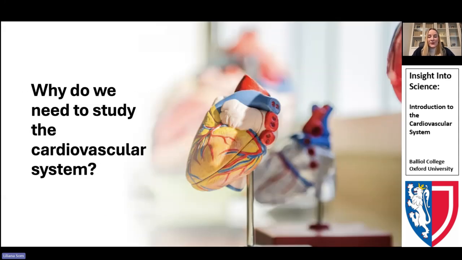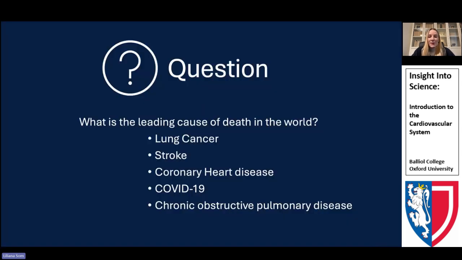So a huge question is, why do we still need to study the cardiovascular system? It feels like we know everything that is the heart and the vessels. Why is there still a huge need to study it? So I wanted to ask if you happen to know what is the leading cause of death in the world currently.